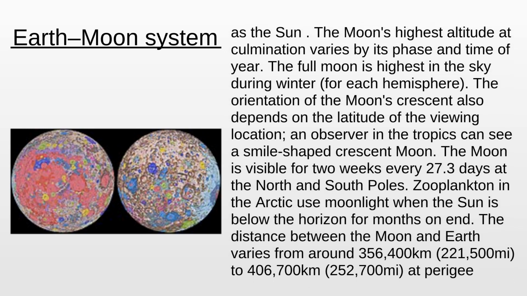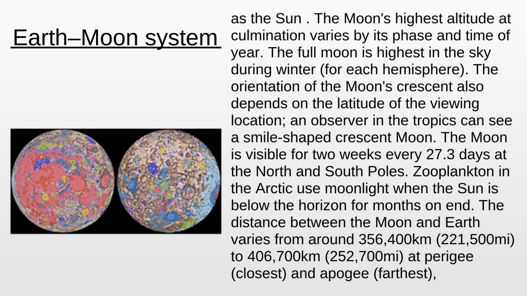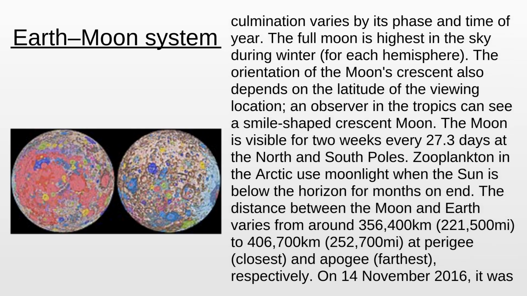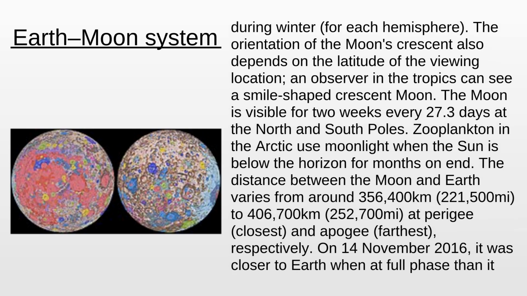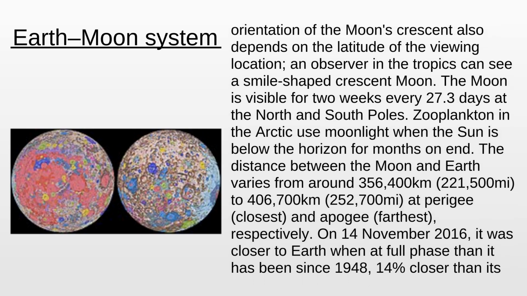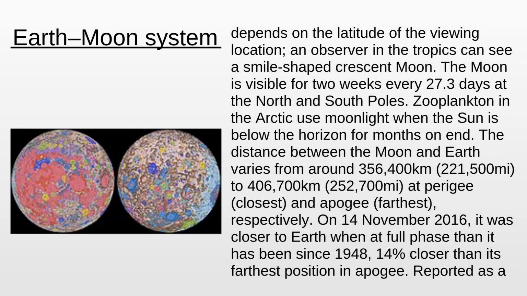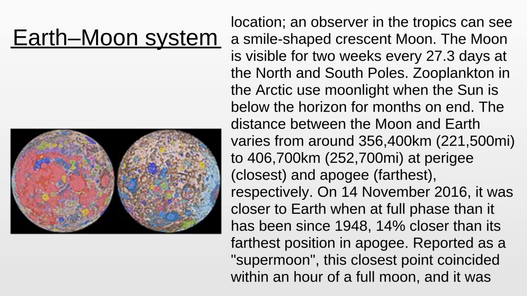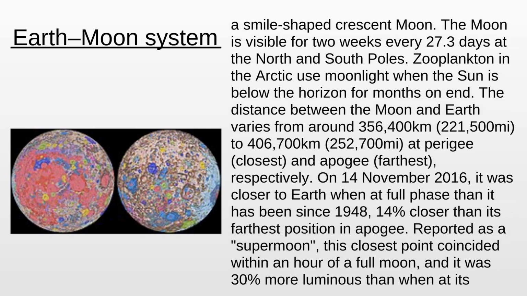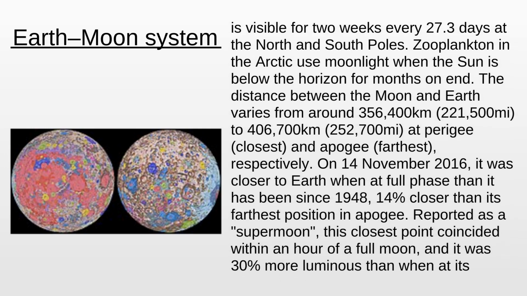The full moon is highest in the sky during winter, for each hemisphere. The orientation of the Moon's crescent also depends on the latitude of the viewing location. An observer in the tropics can see a smile-shaped crescent moon. The Moon is visible for 2 weeks every 27.3 days at the North and South poles. Zooplankton in the Arctic use moonlight when the Sun is below the horizon for months on end.